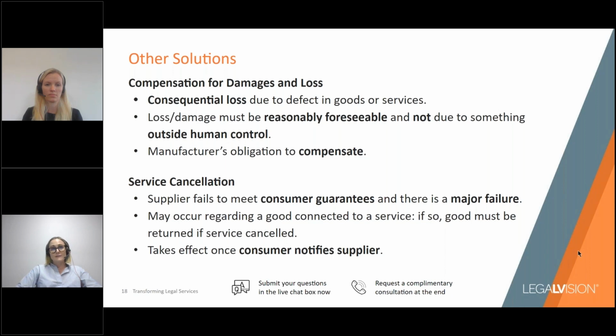If a consumer cancels a linked service contract for unsatisfactory services, they must return any goods connected with those services, even if there's no problem with the goods. If they've paid any money for the goods, you must provide a refund, and consumers are ultimately responsible for returning the goods, unless, of course, it would involve significant cost to them, as I mentioned earlier. Cancellation takes effect when a consumer notifies the supplier that they want to cancel.